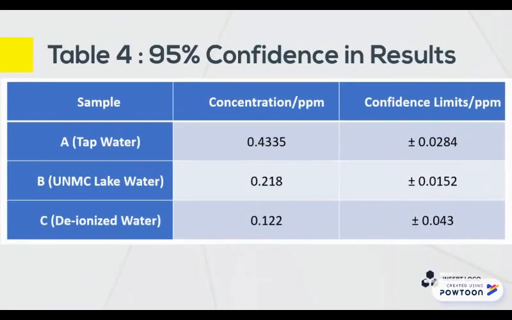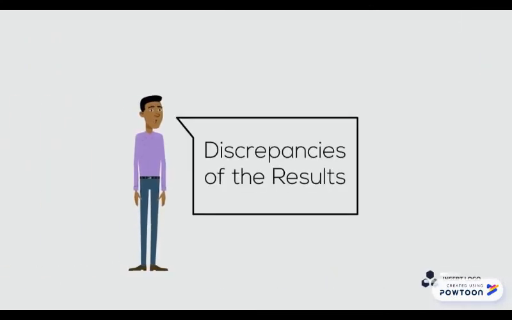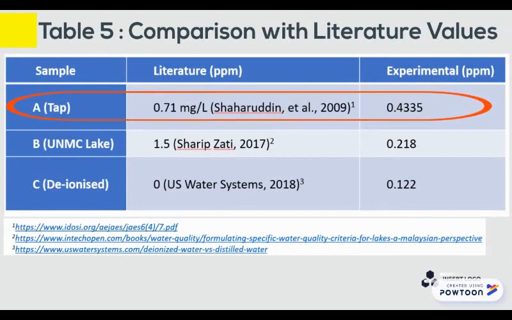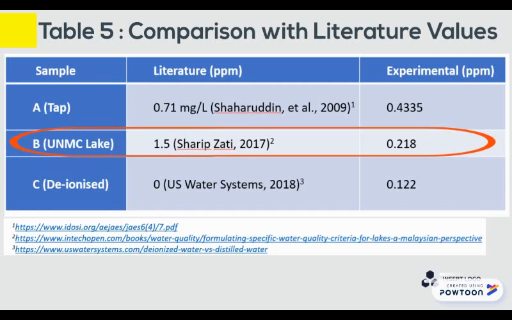This table represents the confidence limits obtained for different concentrations of the samples. During the experiment, there were also discrepancies obtained in the experimental values against the literature values found. For sample A, which is tap water, the discrepancy could be explained by the difference in location. The tap water concentration for fluoride ions could differ from state to state. The discrepancy in sample B, which is the lake water, could be due to the fact that lakes could be used for different purposes. Lakes that are used for fishing have different ion concentrations as opposed to those that are used for bathing.